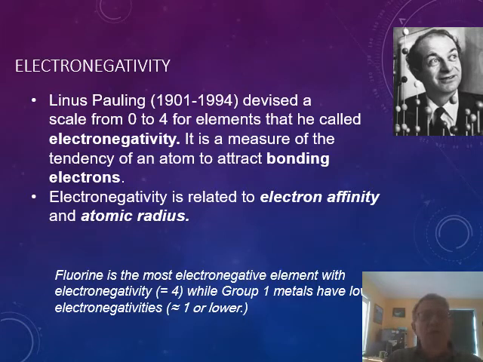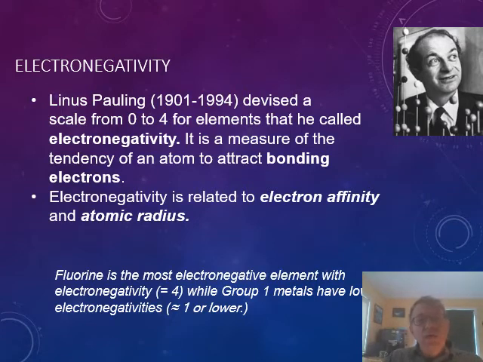Now, just recalling where this idea of electronegativity came from, Linus Pauling was the scientist who came up with a scale from 0 to 4. He based it on the size of the atoms involved and also their tendency to attract electrons, called electron affinity. And that's got something to do with how full the electron shell is. And we've already talked about atomic radius.